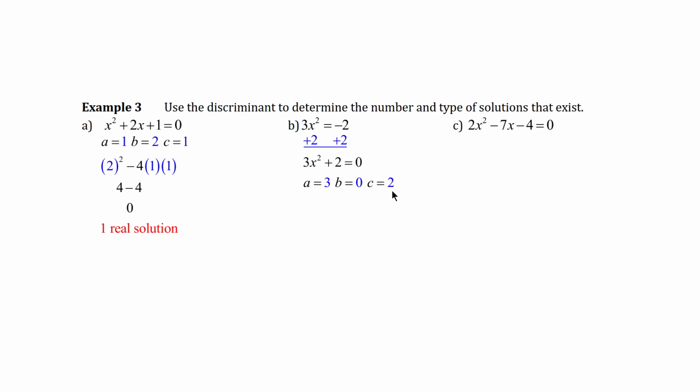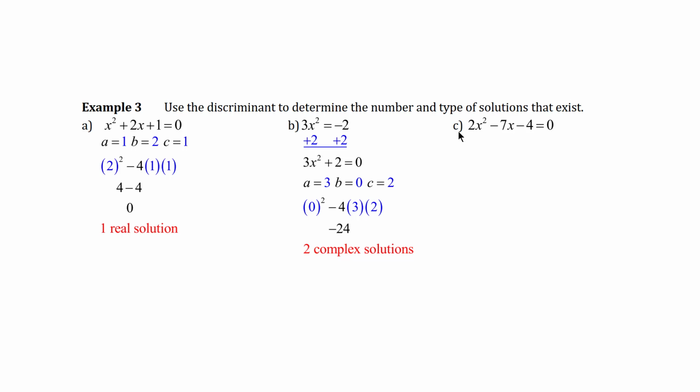Next, we substitute our values into the discriminant. We get 0 squared minus 4 times 3 times 2. After simplifying the discriminant, we get negative 24. Because the discriminant is a negative value, this results in 2 complex solutions and no real solutions.